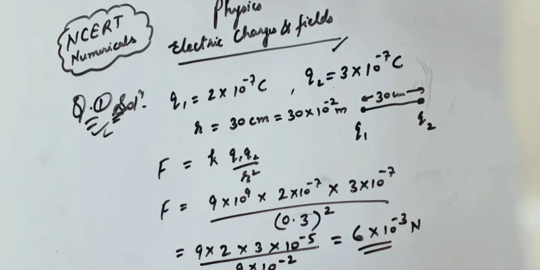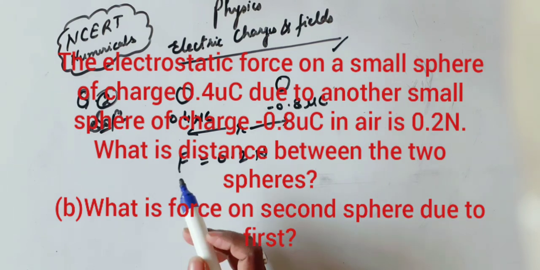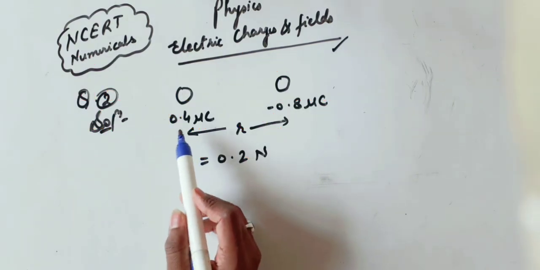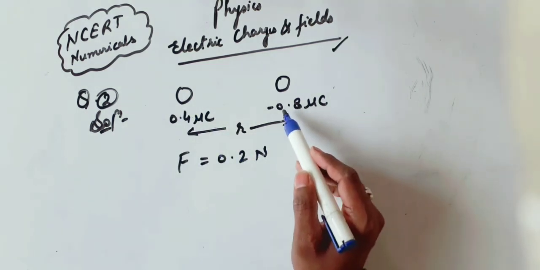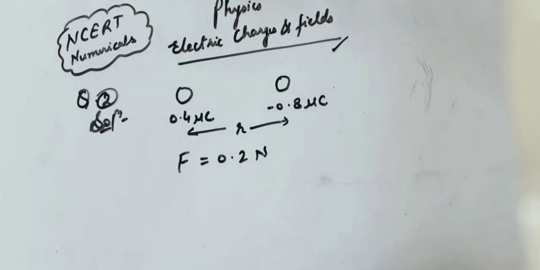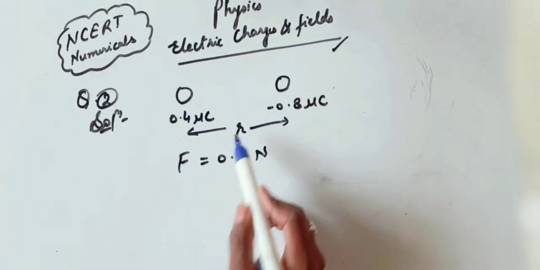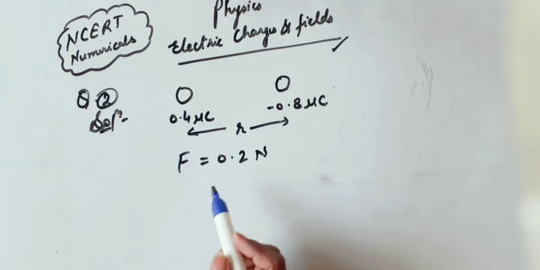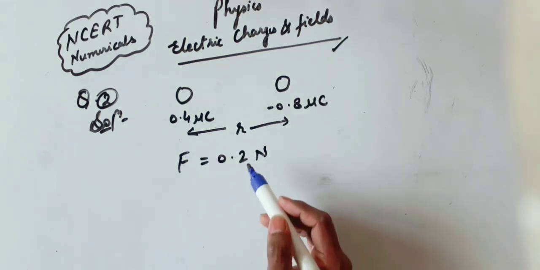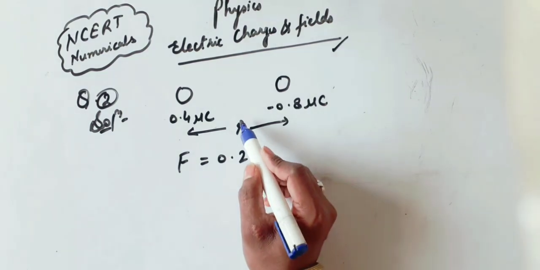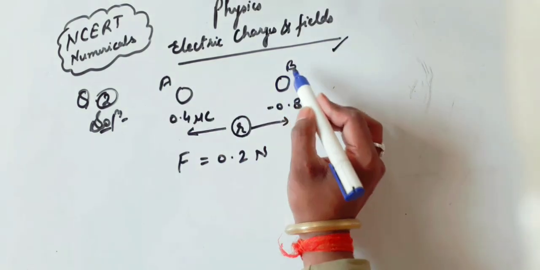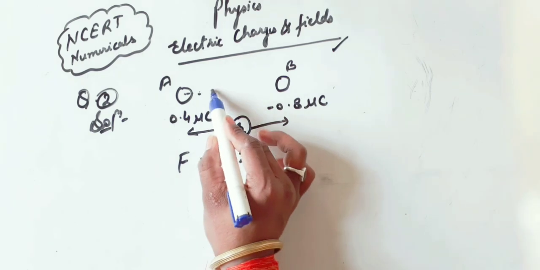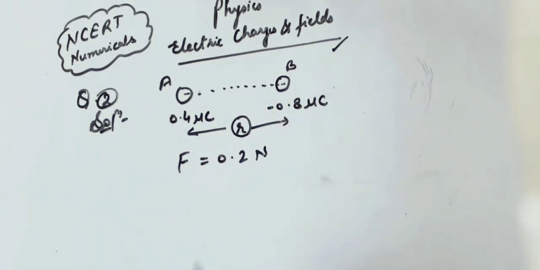Okay, this question is a very simple question. So we are going to the second question. Here in this question, two charges are given. The value of one spherical charge is 0.4 microcoulomb and another charge is minus 0.8 microcoulomb, which are separated by a small distance r, and the electrostatic force acting between them is 0.2 Newton. Okay, so in this question we will find the distance between these two spheres A and B. Between these two charged spheres, let us suppose the distance is r.